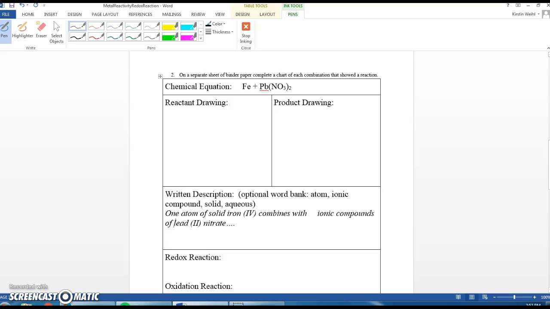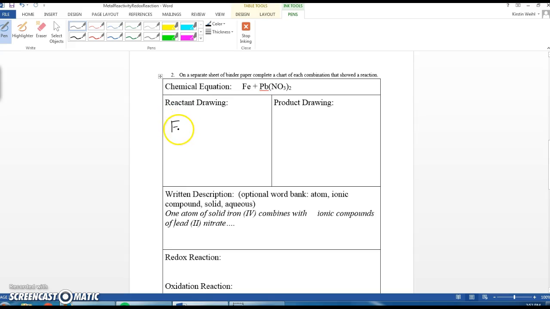This video is going to walk you through how to do a redox reaction looking at the activity series and reactivity of metals. To start off, we have a chemical equation where we see that iron 4 is combined with lead 2 nitrate, and we do see a reaction happening. So the first step would be to actually draw out what we see.